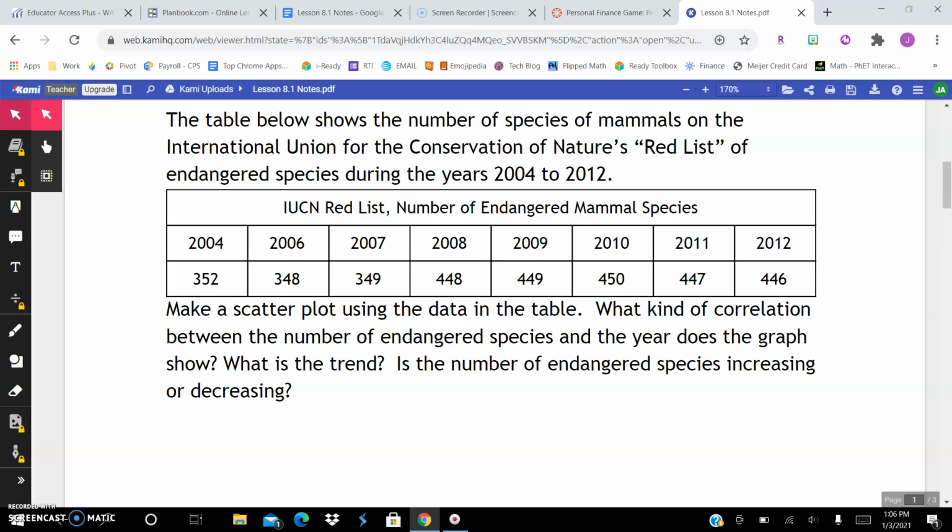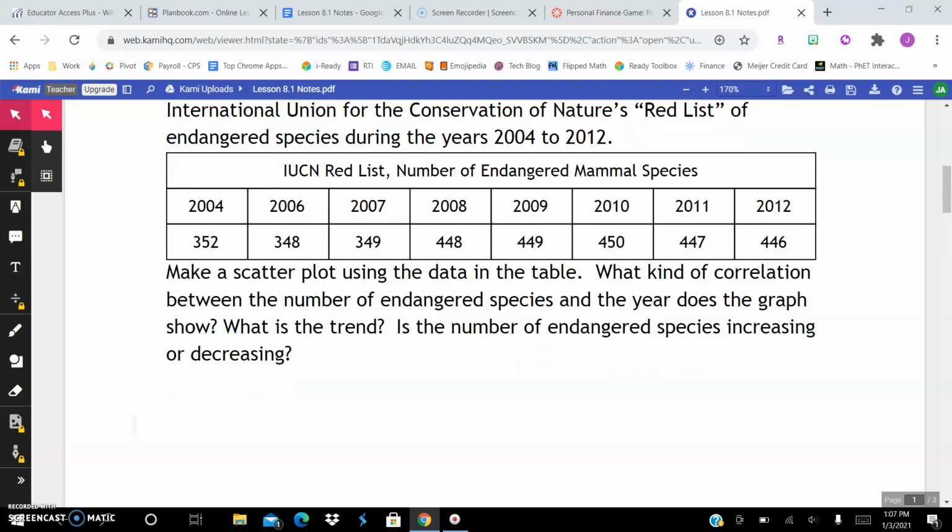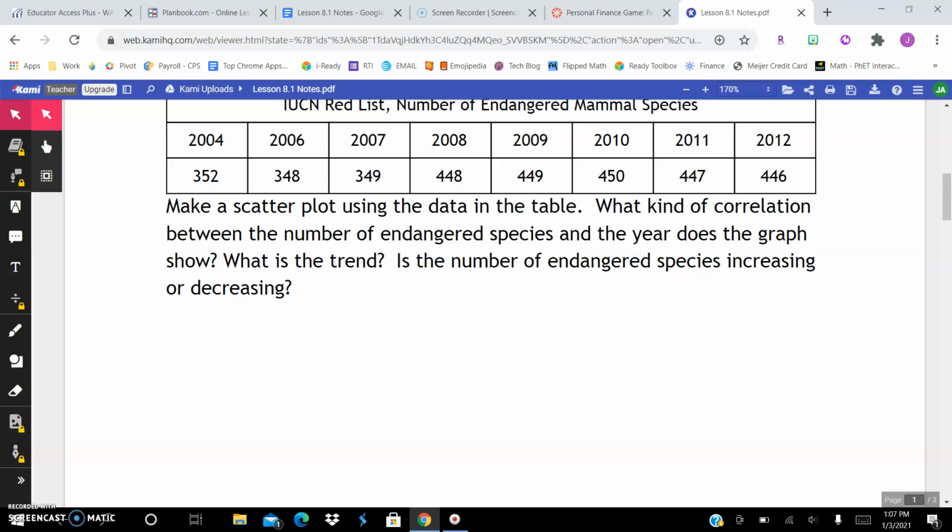So the table here shows the number of species of mammals on the International Union for Conservation of Nature's Red List of Endangered Species during the years 2004 to 2012. We're going to make a scatter plot using this data, and then we need to figure out what type of correlation is there between the number of endangered species and the year, and what is the trend, and is the number of endangered species increasing or decreasing? So quite a few questions there to answer once we graph.